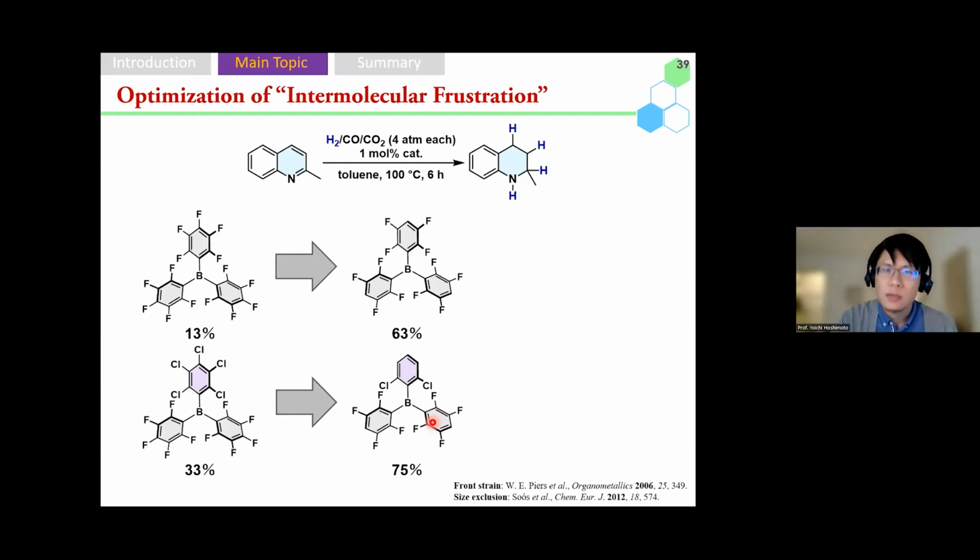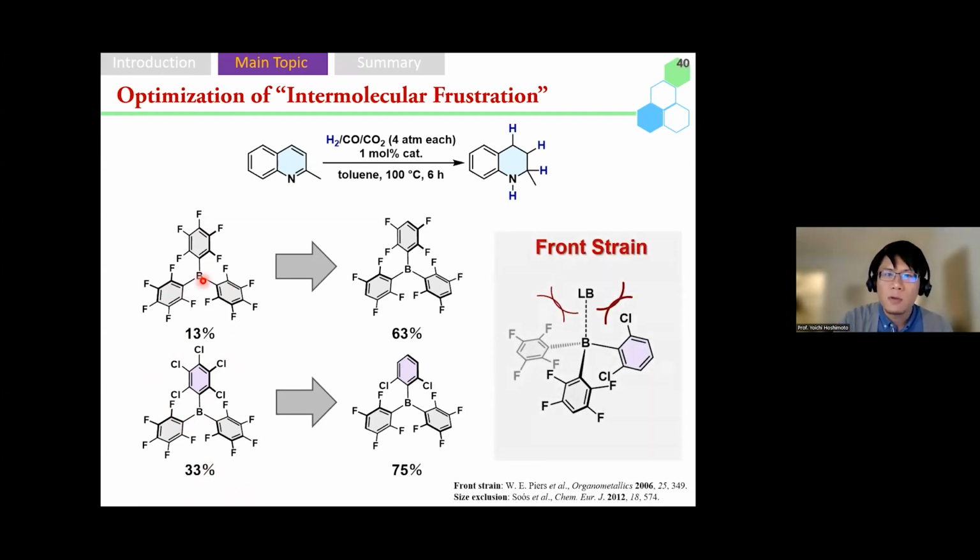Here I am showing selected results for boron optimization, starting from this BCF. Substitution of the para-fluorine atoms in BCF drastically improved the reaction efficiency. So modulating the electrophilicity of the boron atom is very important. And interestingly, substitution of one pentafluorobenzene ring with a pentachlorobenzene ring slightly improved the reaction efficiency.